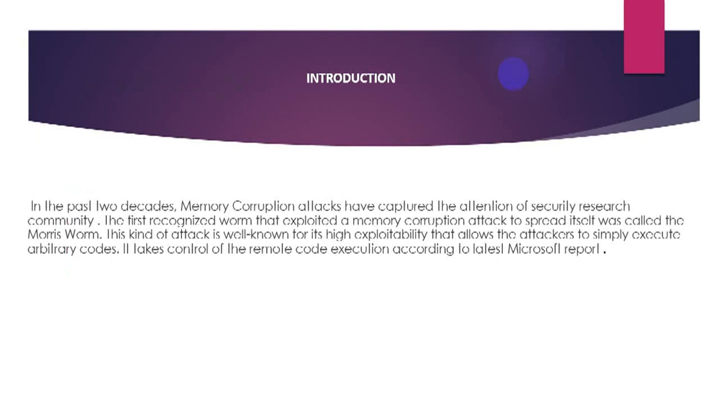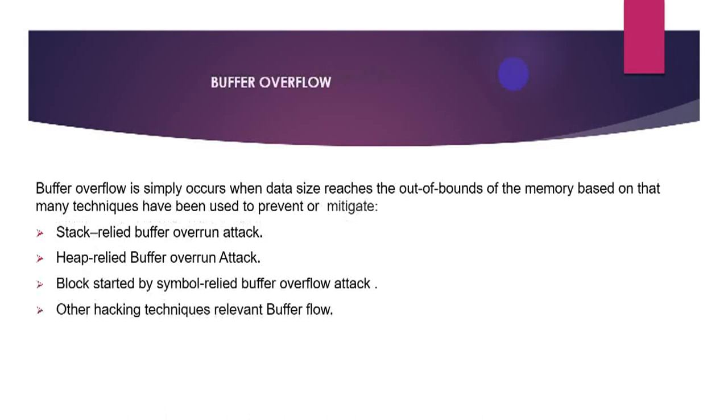In the past 2 decades, memory corruption attacks have captured the attention of the security research community. The first organized worm that exploited a memory corruption attack to spread itself was called the Morris worm. This kind of attack is well known for its high exploitability that allows attackers to simply execute arbitrary code. It takes control of remote code execution, according to the latest Microsoft report.